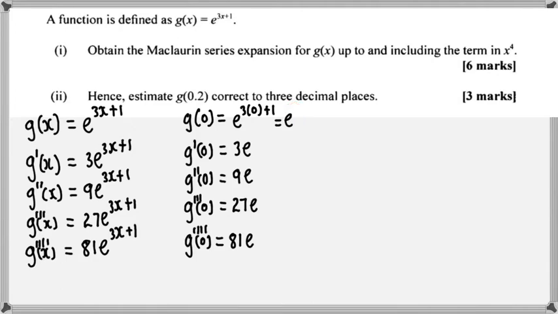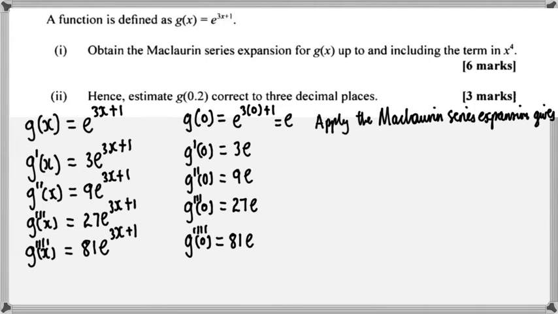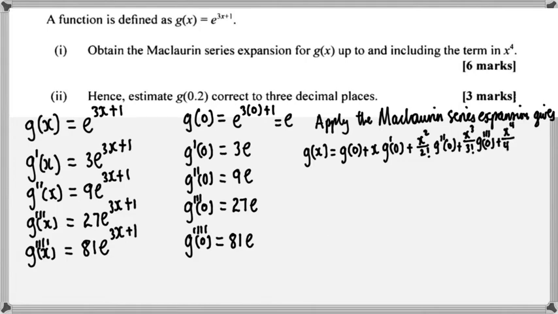So, that is great. What we need to do now is substitute these into the Maclaurin series expansion. So let's apply the Maclaurin series expansion, and we know what we're going to use. Let's write down the formula. In this case, we're using g of x. Sometimes it could be f of x. Just remember to utilize the function that is being used in the question. So this is our formula here that we're going to use.